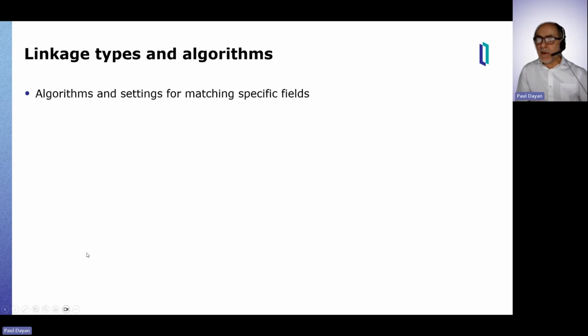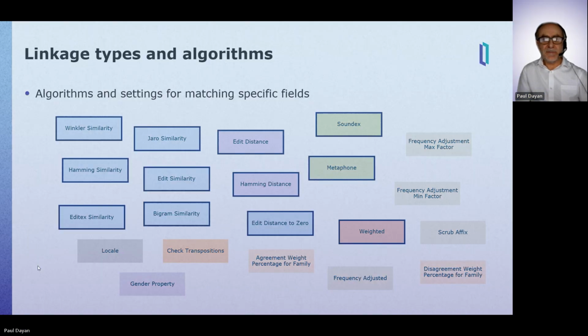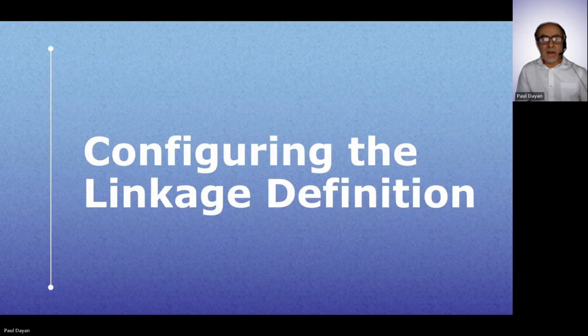This slide shows how Patient Index uses many different algorithms depending on the real-world nature of the parameter. I'm not going to go through the algorithms. They are described in the online Patient Index documentation. So we've discussed how the matching works. Now I'm going to explain how we can configure the matching behavior.